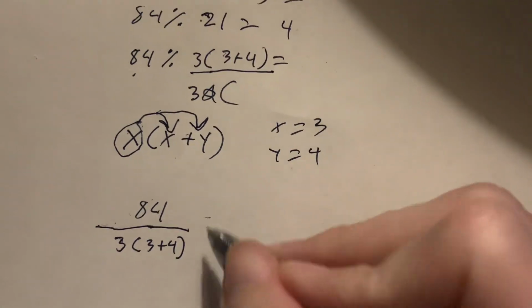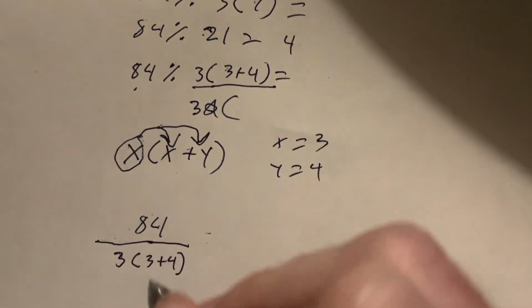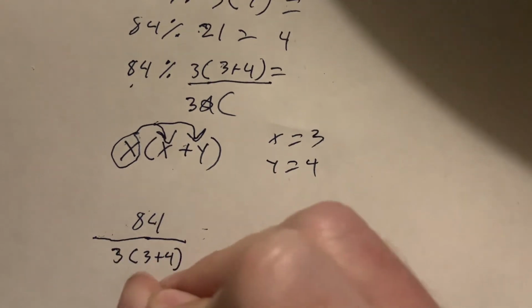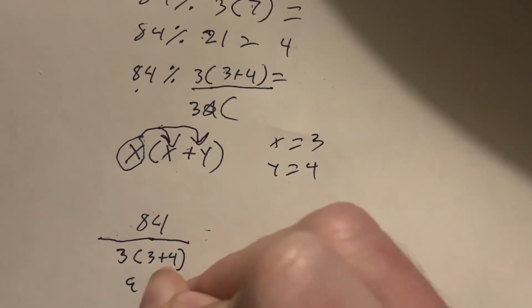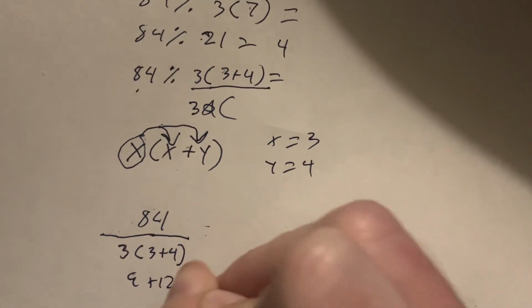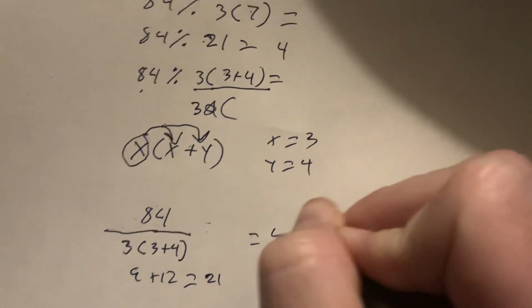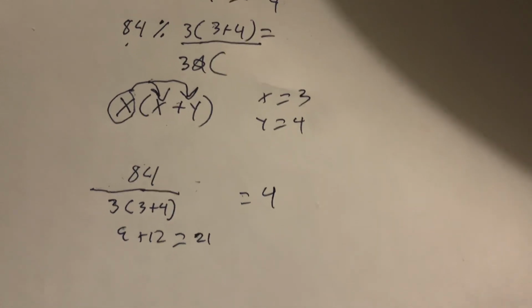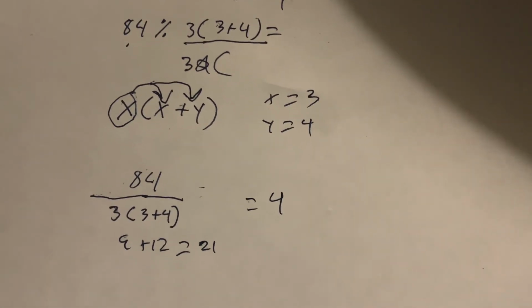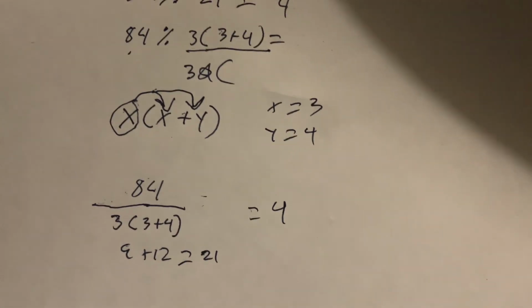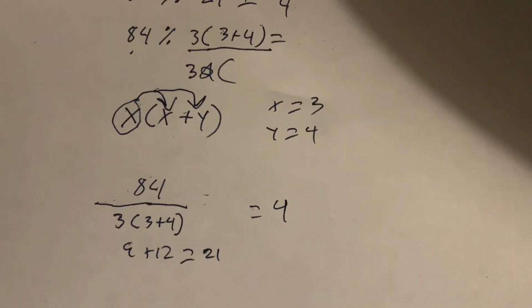And so this again shows you that the answer is 4. 3 times 3 is 9. 3 plus 4 is 12. 9 plus 12 is 21. 84 divided by 21 equals 4. As you can see, once again, I am showing you that this is how you solve this problem.